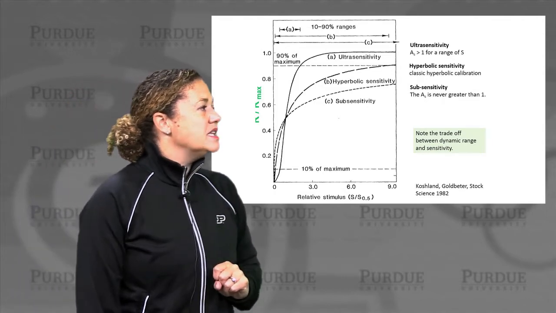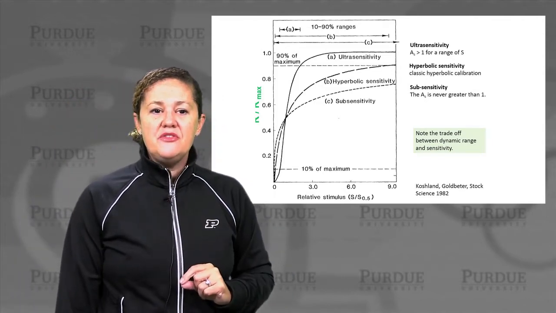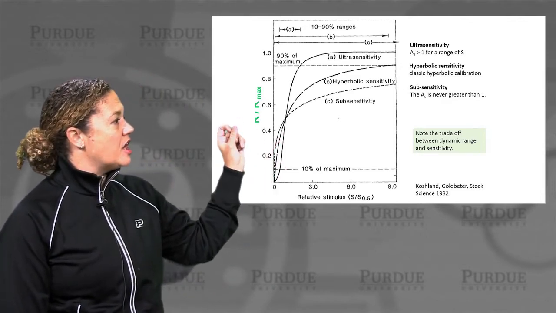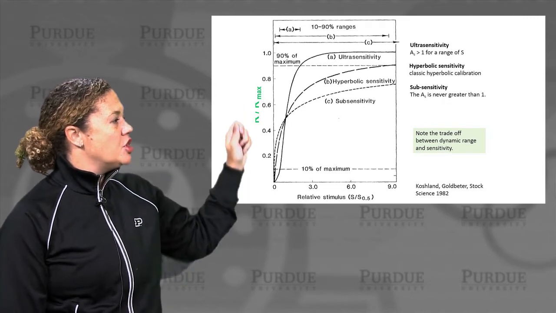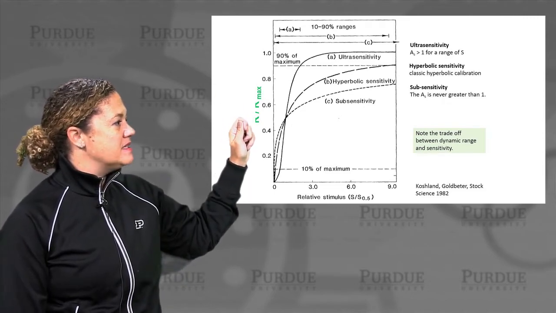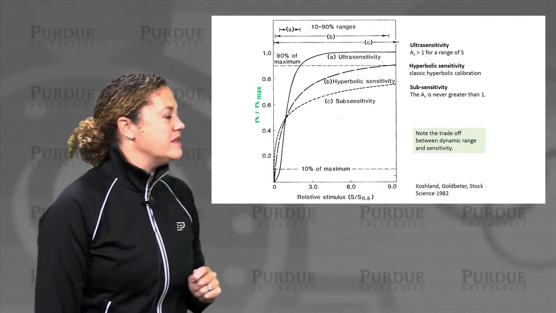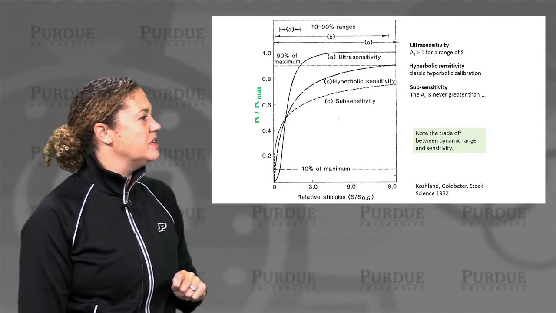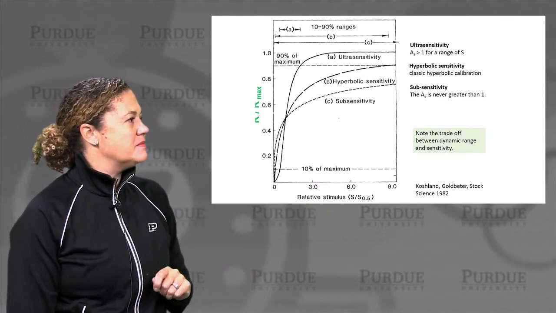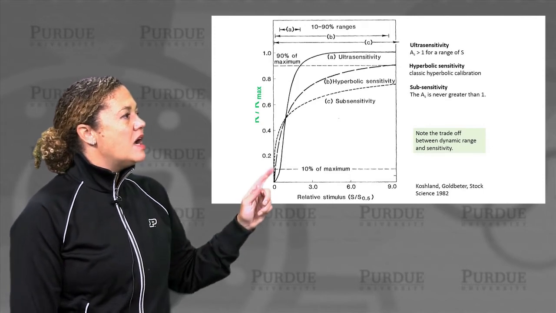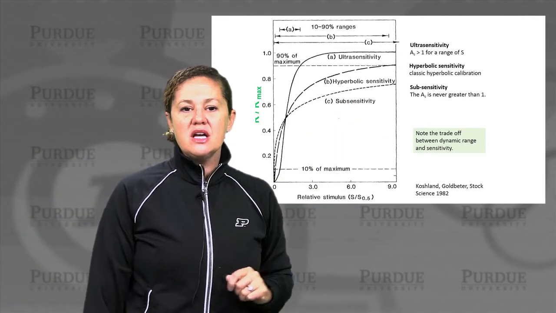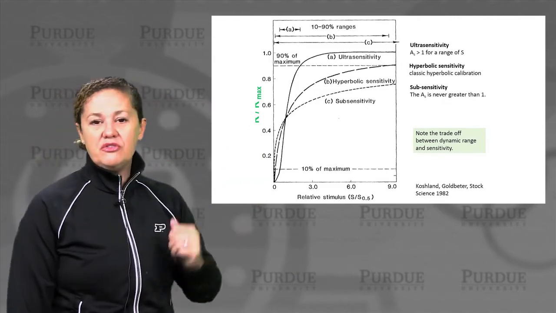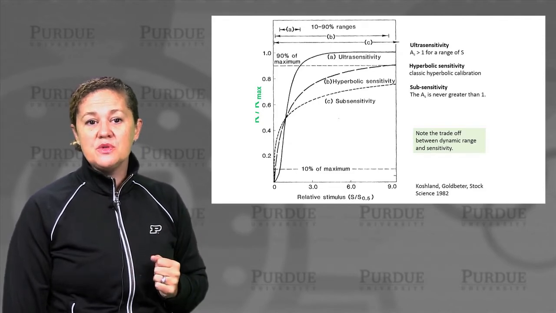Okay, so let's look at a curve now of our normalized response, so little r, which equals r over our maximum response. So this is our normalized response versus our relative stimulus. So this is our normalized signal, right? Looking at our signal relative to the signal at half maximum response. And so our hyperbolic sensitivity, this is our classic hyperbolic calibration that we just looked at. This is our Hill function, essentially, with an n equals 1, right?